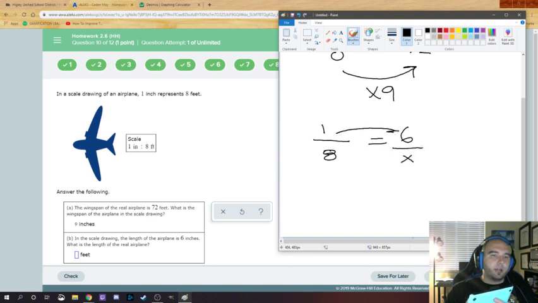So I'll use this logic. How do I turn 1 into 6? Times 6. Well, if I did... Man, I'm hitting that button so much. If I did 8 times 6, what would I get? I'd get 48.